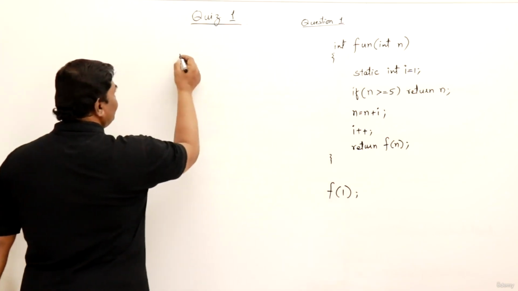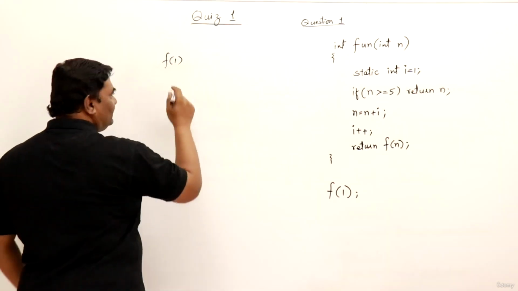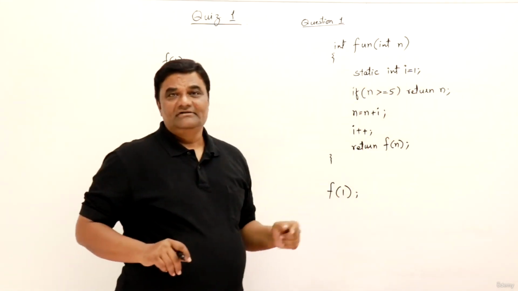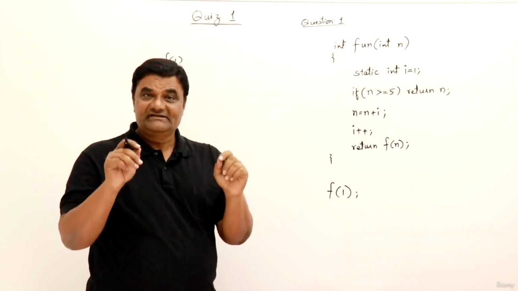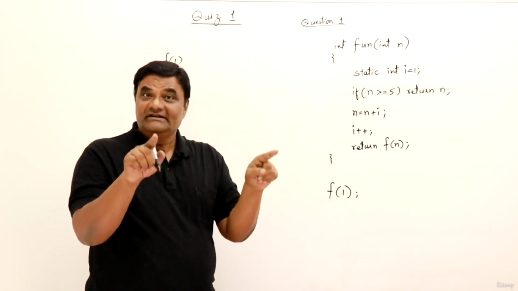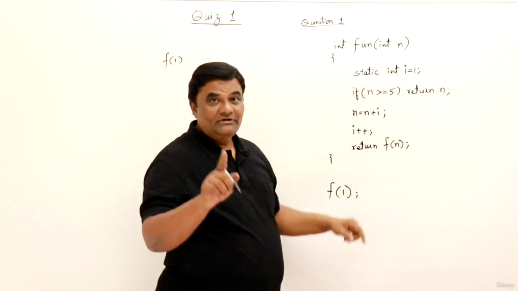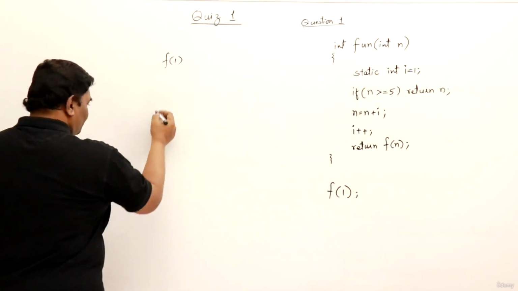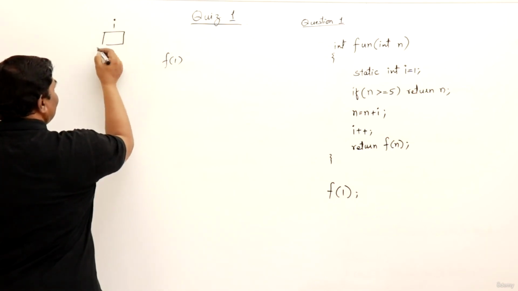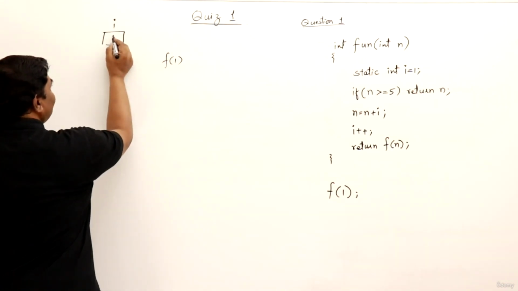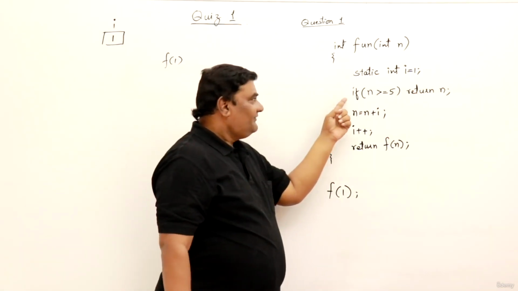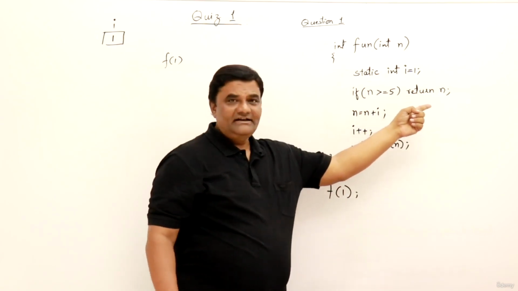F of 1. So first is f of 1. Then inside the function, you can see there is a static variable. In one of the videos I have already discussed static variables in a recursive function. They maintain only a single copy. So for this I, only one copy will be maintained. Don't put it in the tracing tree; keep I separately here. Treat it just like a global variable. Its value is 1. Now start: if n is greater than or equal to 5, then return n.